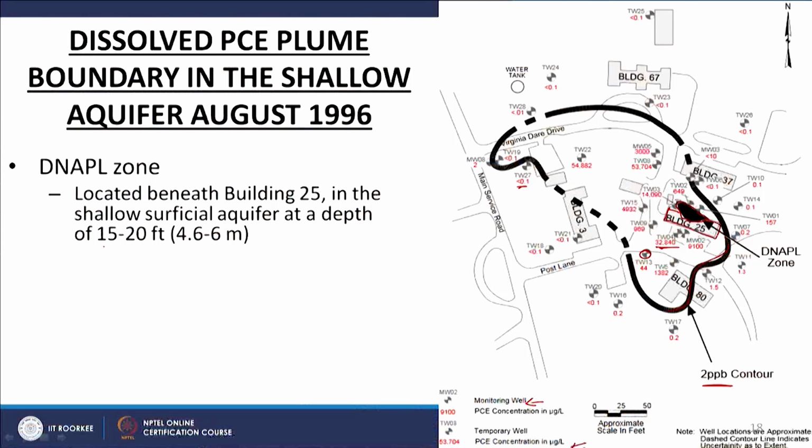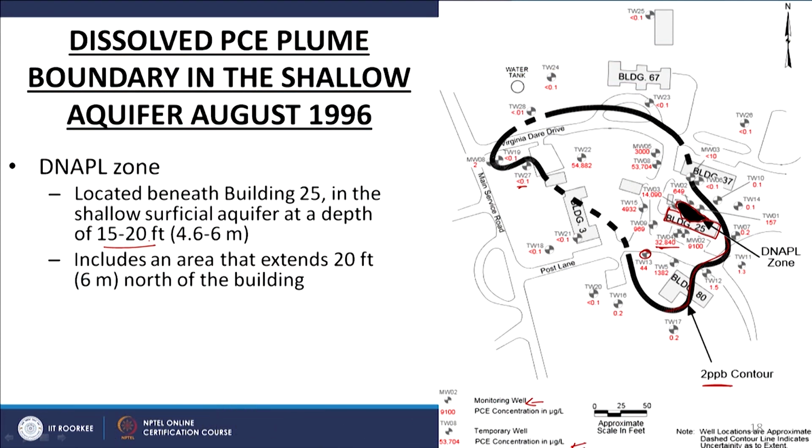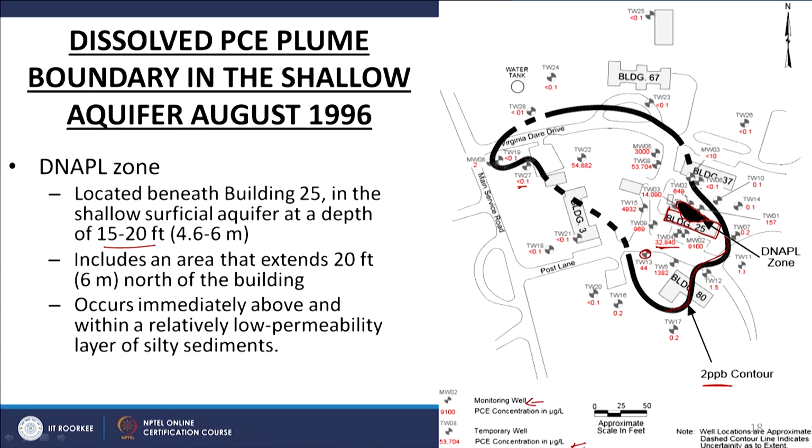So, the DNAPL zone, as we mentioned, is located beneath that particular building at a particular depth, and also extends or protrudes outside the area of the building. It occurs immediately above and within a relatively low permeability layer of silty sediments.